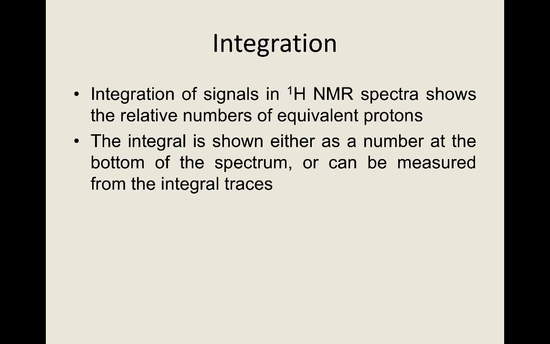The area under each signal in a proton NMR spectrum is proportional to the number of hydrogen atoms of each type. We obtain the peak area by integrating the signals. This is done by the NMR software. The integration value is shown on the spectrum, either as a number at the bottom of the spectrum or as an integral trace which can be measured.